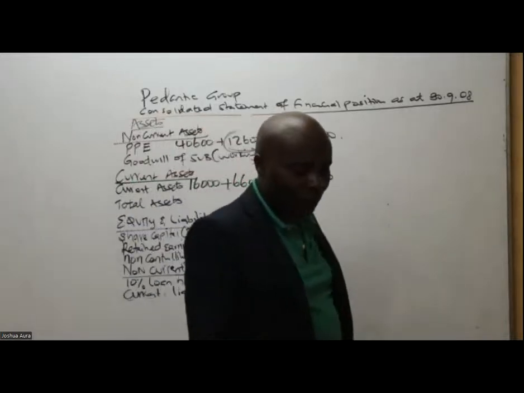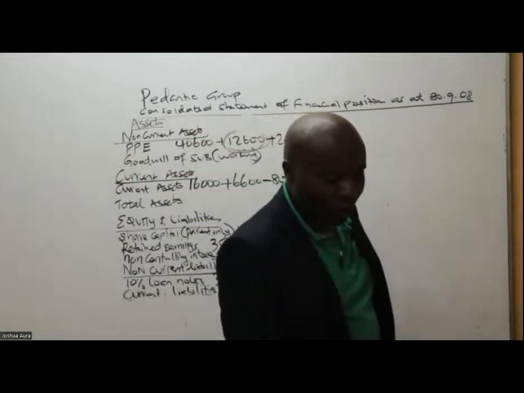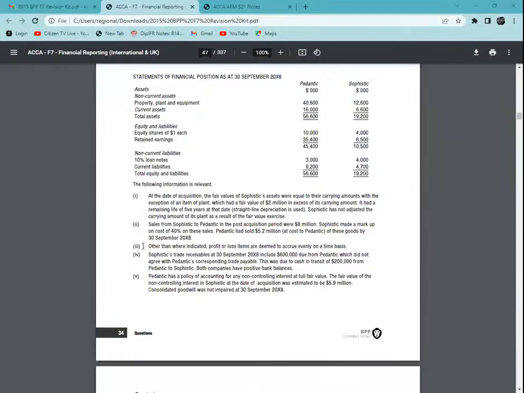Then continue reading the sentence. What else are we told? Ladies and gentlemen, we are told here, due from Pedantic, which did not agree with Pedantic's corresponding trade payable. This was due to cash in transit.